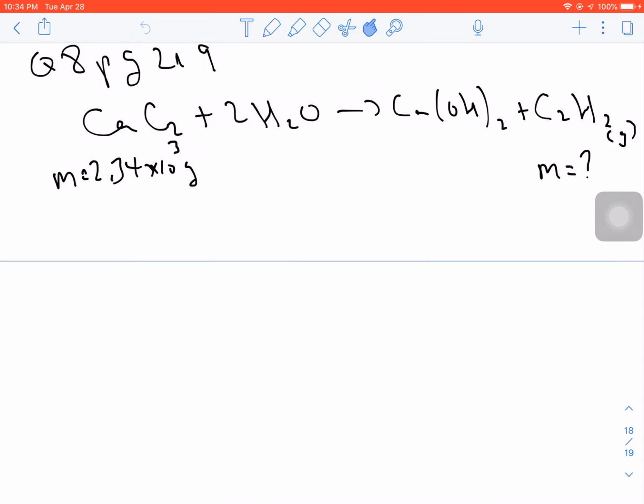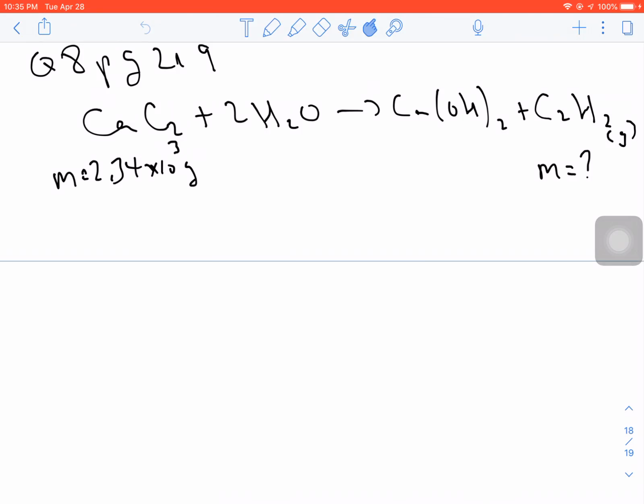Question 8 says, acetylene, C2H2, is a gas used in welding. So here's the gas right here that's used in welding, C2H2. It says calcium carbide reacts completely with water. How much acetylene are we going to be producing if we know we have 2.34 times 10 to the third grams of calcium carbide?